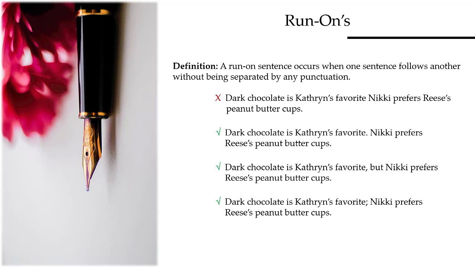Dark chocolate is Catherine's favorite, comma, but Nikki prefers Reese's peanut butter cups. So you do need both elements to join two complete thoughts, the comma and the conjunction. And then lastly, the third option for joining two complete thoughts instead of a run-on sentence is to use the semicolon. A semicolon has the same strength as a period in terms of separating out complete thoughts. Dark chocolate is Catherine's favorite, semicolon, Nikki prefers Reese's peanut butter cups. All three of these are acceptable ways to correct a run-on sentence.